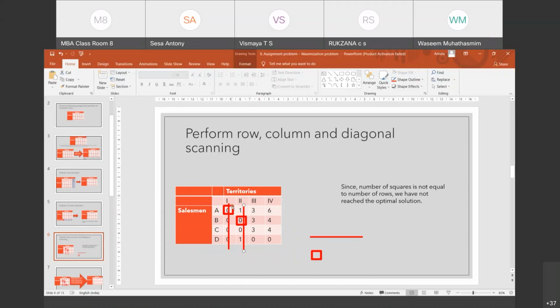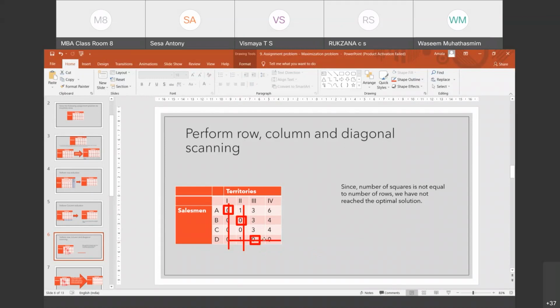Next, go for column scanning. First column and second column, it is already deleted. Go for the third column. How many zeros are there? Only one zero. So put a square around that. And then for column scanning, we have to delete it using a horizontal line.